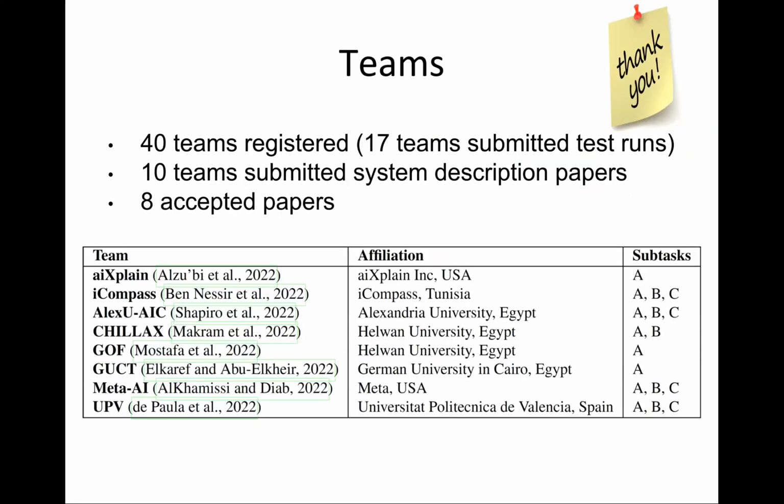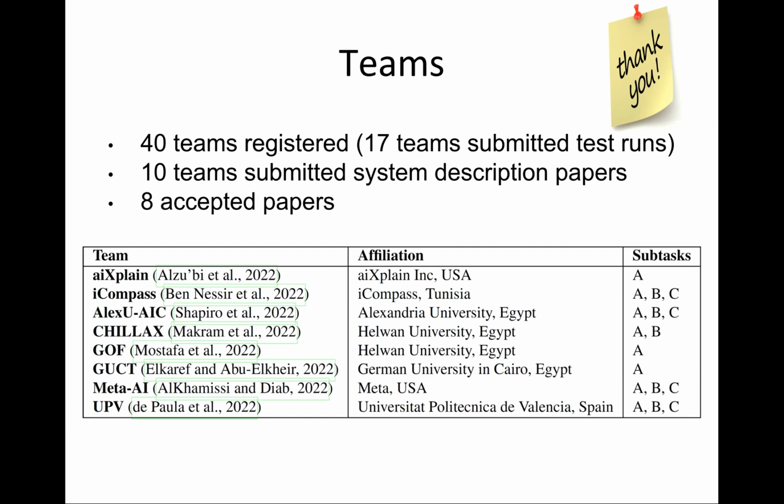We have 40 teams registered in the competition, and 17 teams submitted their test runs. 10 teams submitted their system description papers, and we accepted 8 papers. This is a list of the papers from the accepted teams, and we would like to thank all the teams that registered and participated in the shared task. The teams are from aiXplain from the US, iCompass from Tunisia, Alexandria University, Helwan University, German University in Cairo, and Meta in the US, and also a university in Spain.